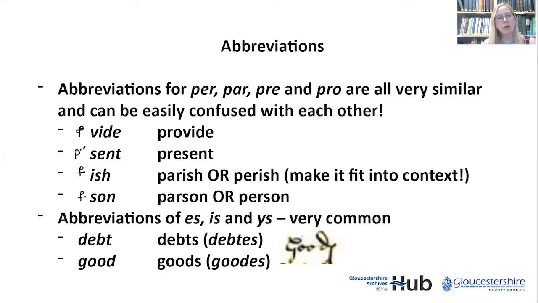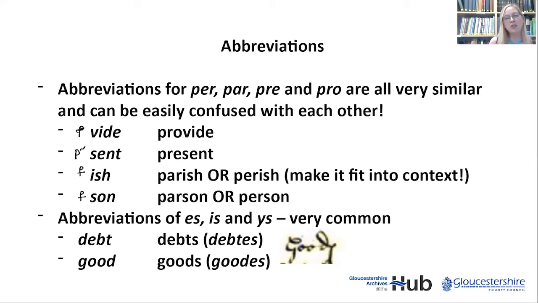So we've got abbreviations for per, par, pre and pro, which are all very similar, and they all basically just look like different versions of P's or F's. So we've got "provide", so the abbreviation mark for PRO is the first one. "Present", so you've got the P with a tiny little superscript R for present. "Parish" or "perish", I don't see any context where either of those could be possible, so just make it fit into whichever one you think is right. And then similarly, the same mark, "parson" or "person", so that could be interchangeable and it could be quite confusing. Just try a few different variations.